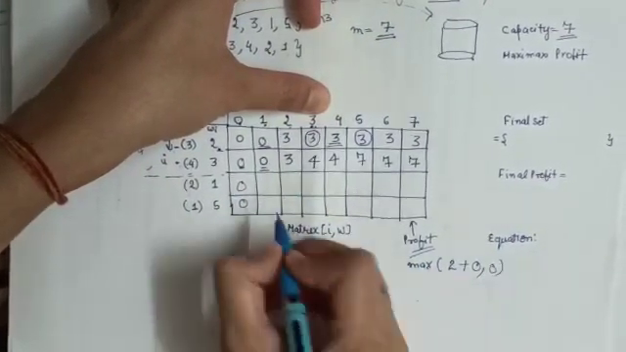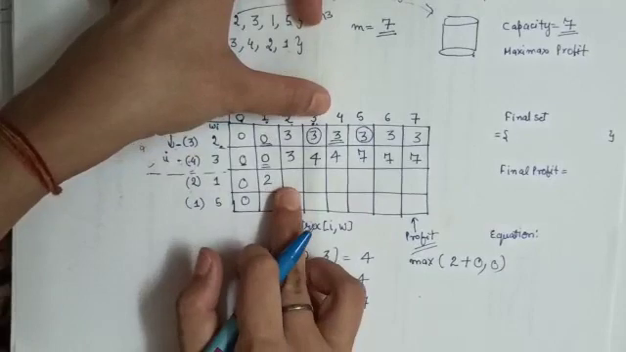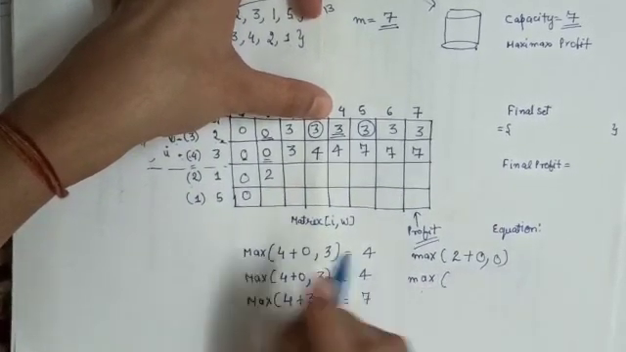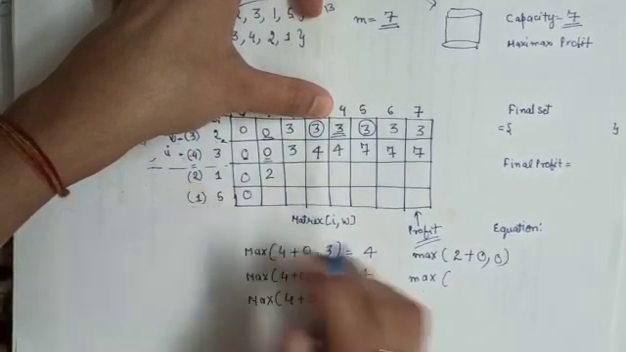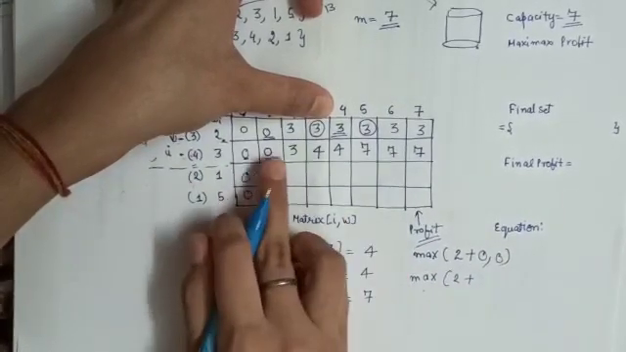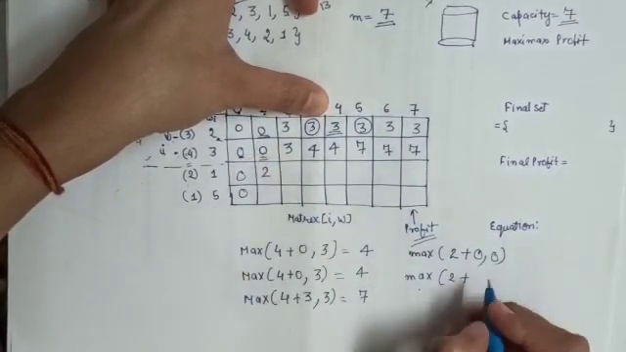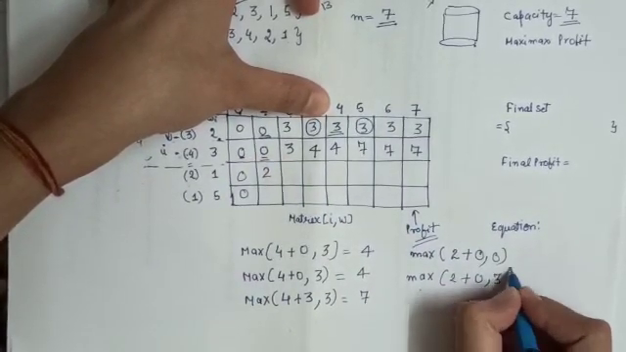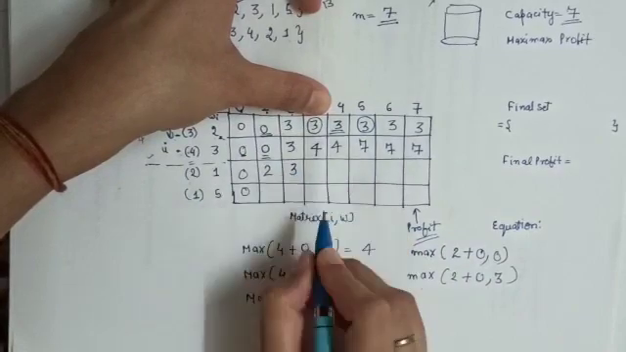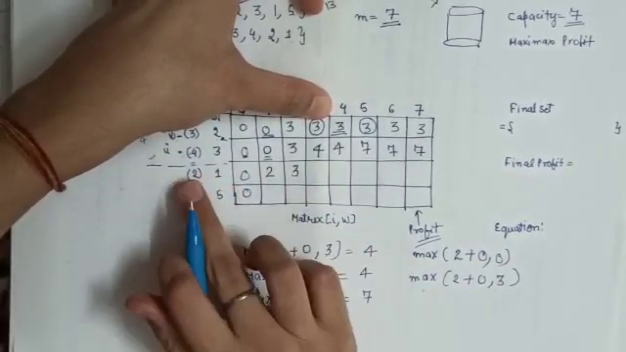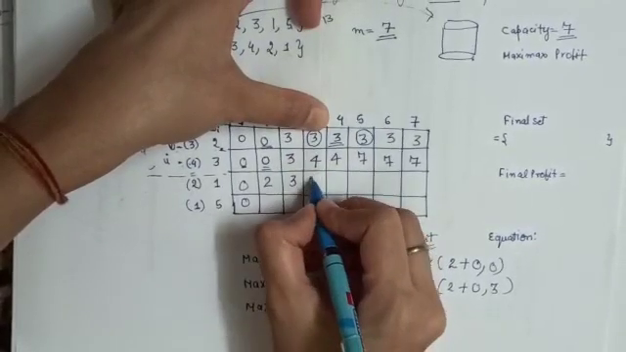So what is the maximum value? It will be 2. Now I will come to this step. It will be the maximum of, what is the profit? That is your 2 plus this 0, comma 3. So here it will be 3. Now what will come here? It will be 2 plus 3, 5, comma 4. So it will be 5.